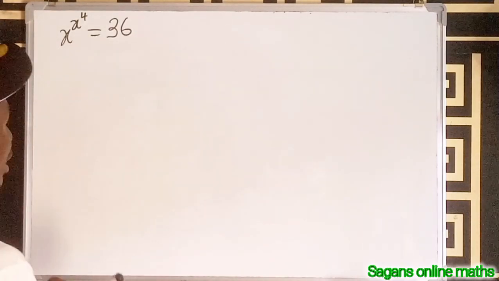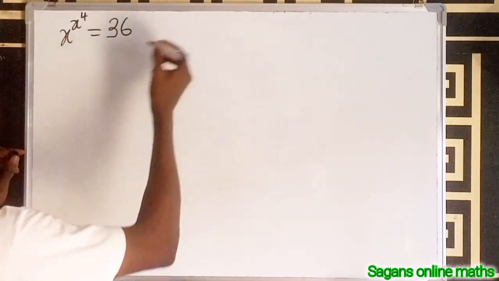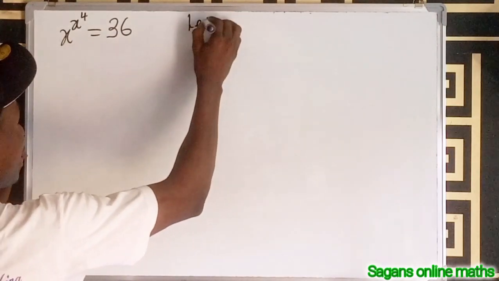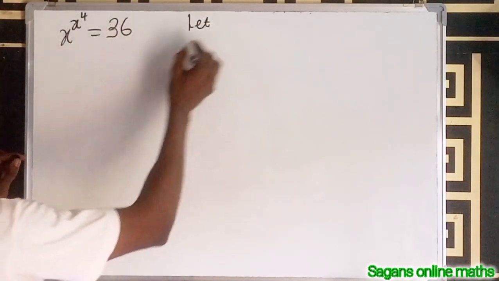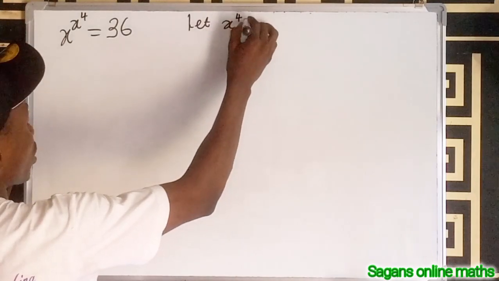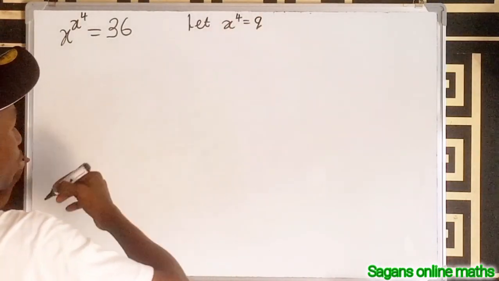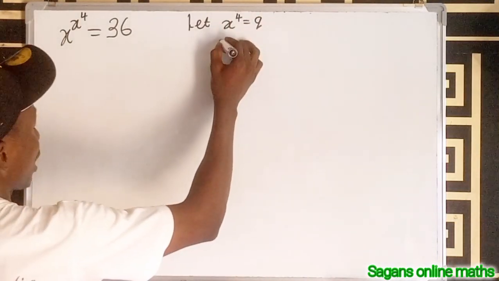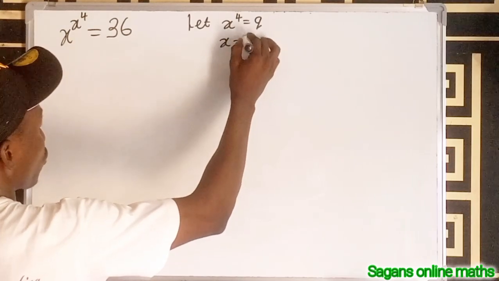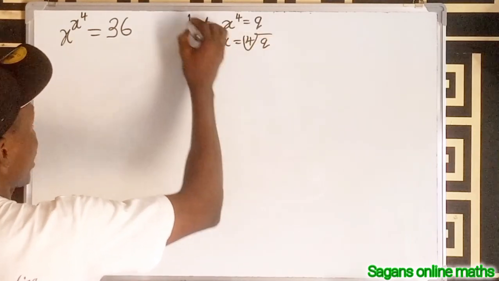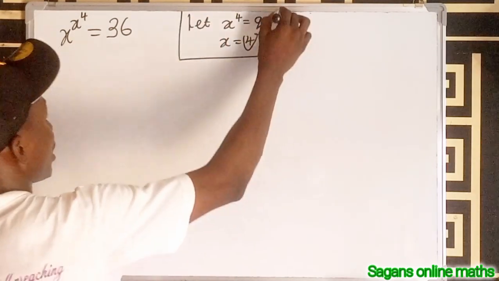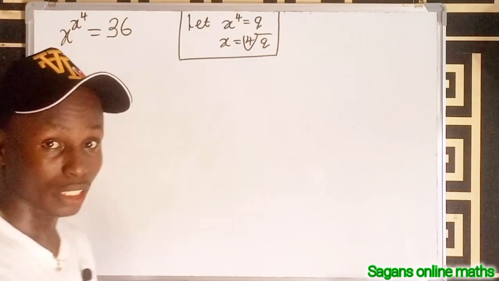Now what are we going to do? There's no need of us stressing ourselves. Let the power here, which is x to the power of 4, equal any variable of our choice, which is q. That means our x will be equal to the fourth root of q, by taking the fourth root of both sides. Now we have to keep this safe. We have to use it, okay?